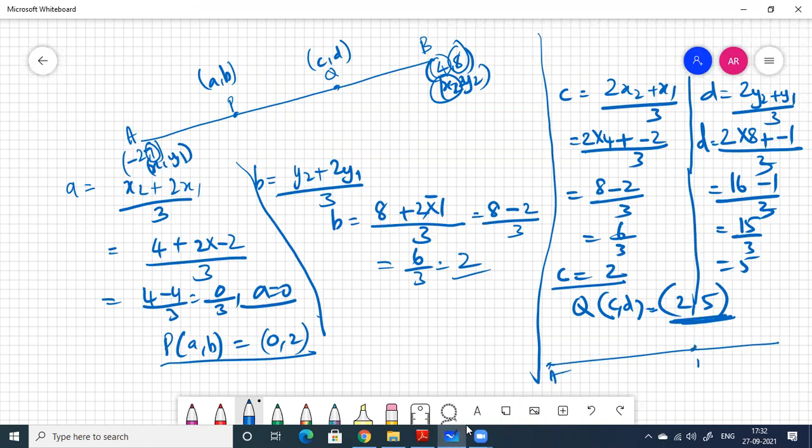Which means A, P, Q must be collinear. If A, P, Q are not collinear, then you won't get this formula. Then it's not true. Okay, that is very important.